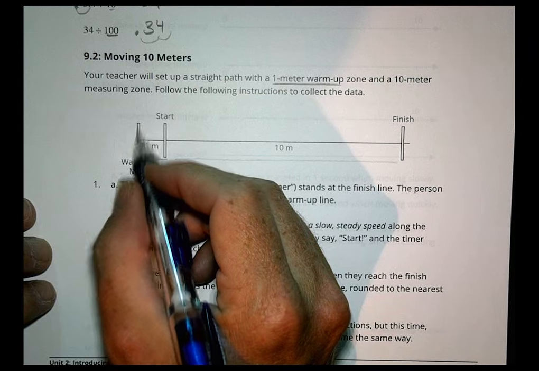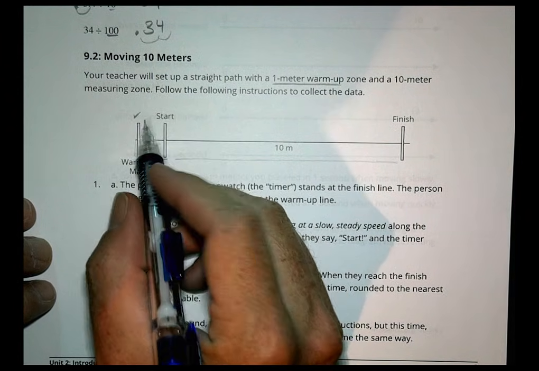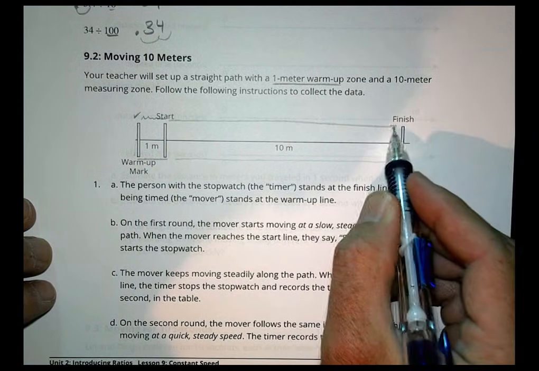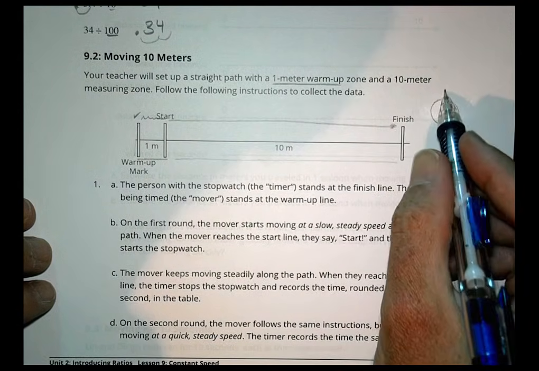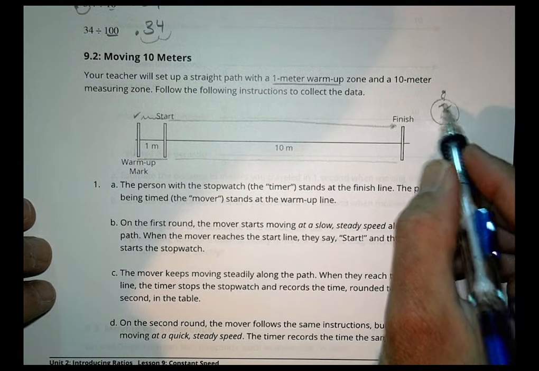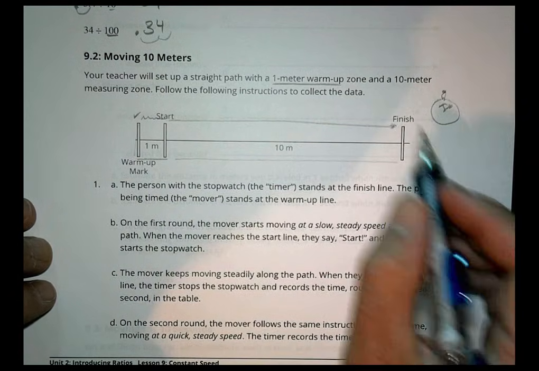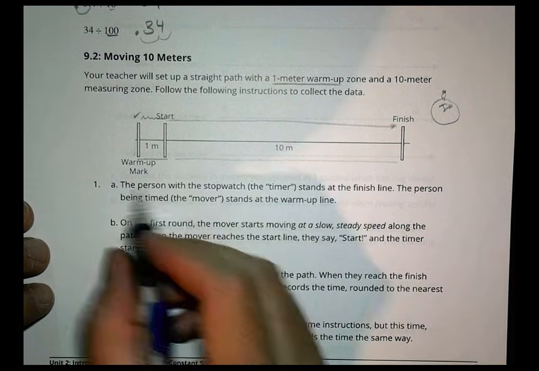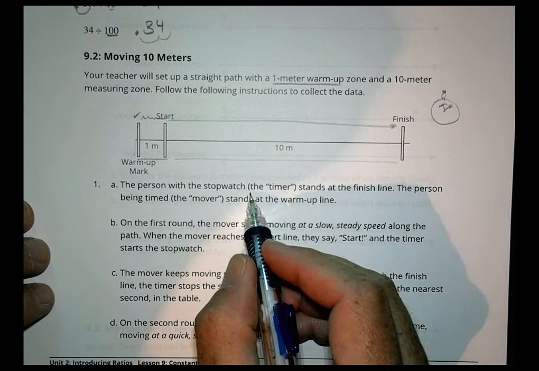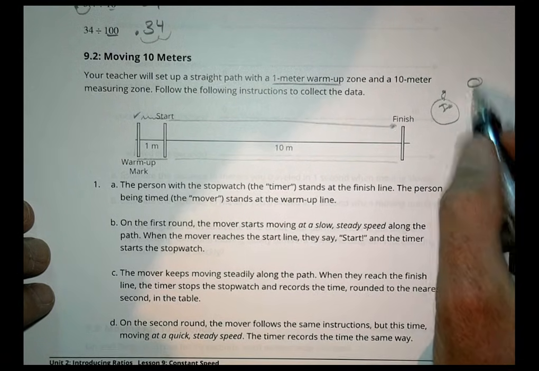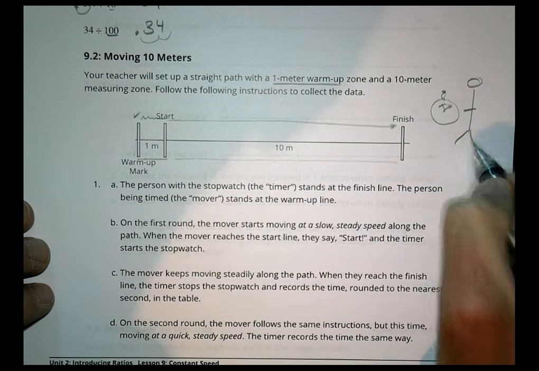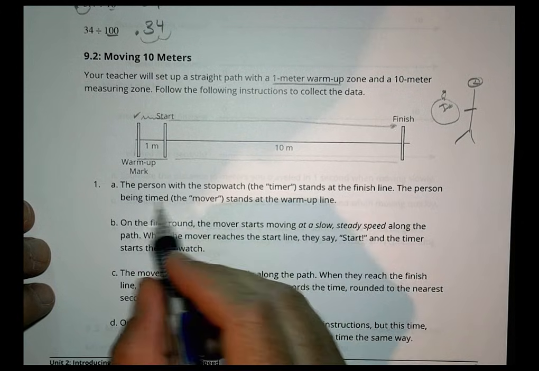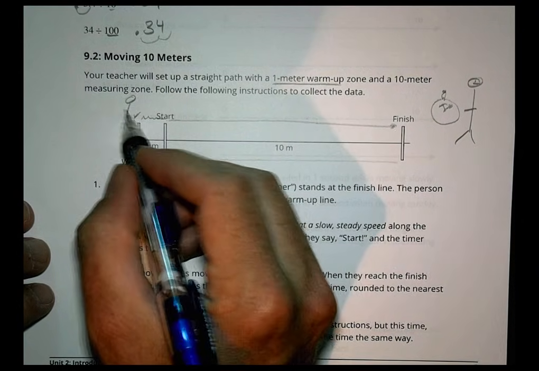So basically we're going to have a starting line here where you get warmed up and get your pace going, and then you'll start to walk from here to here, while your partner uses a stopwatch and times how long it takes for you to walk from there to there at a constant speed, because our topic today is about constant speed. It says A, the person with a stopwatch, the timer, stands at the finish line. So one of you would stand over here with your stopwatch. That's a giant stopwatch, but there you are, happily having a good time. The person being timed, the mover, stands at the warm-up line, so you're over here.